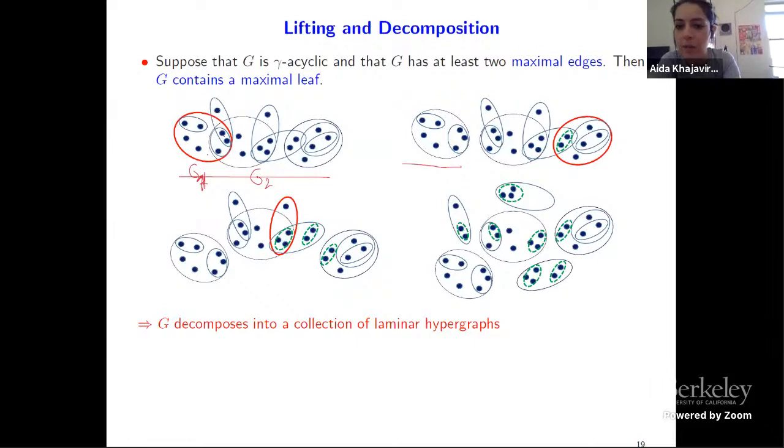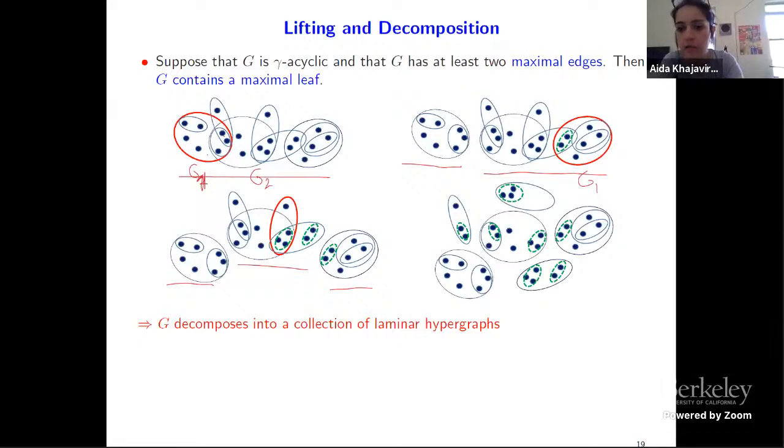So I get this laminar hypergraph and this other one. The rest is still gamma acyclic. I go for another maximal edge. You see in this case, now I apply decomposition to these guys. Now this is G1. Now you see that this intersection is not an edge. I introduce a new variable. So I'm going to a lifted space. So I add this edge. I use decomposition. Again, I get another laminar hypergraph and a new gamma acyclic one. I keep doing this. At the end, I'm left with a collection of laminar hypergraphs.